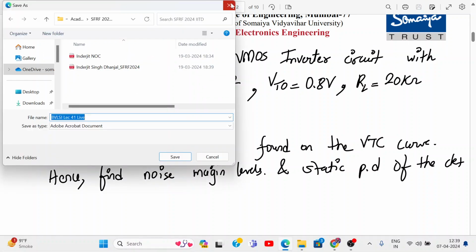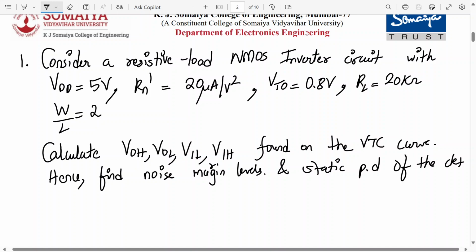So basically we have a resistive load NMOS inverter with the following parameters. VDD is given, Kn dash is given, 20 microampere per volt square, VTO is given, RL is given. We have to find the noise margin levels and also the static power dissipation.